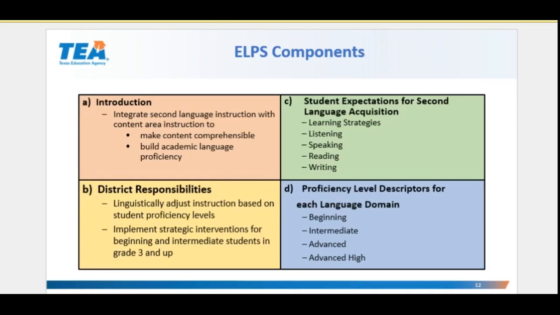Section D, proficiency level descriptors for each language domain, beginning, intermediate, advanced, advanced high. Section D contains proficiency level descriptors, PLDs, that describe how well students communicate in English at each stage of acquisition or proficiency level. The 4 proficiency levels are described for each language domain.